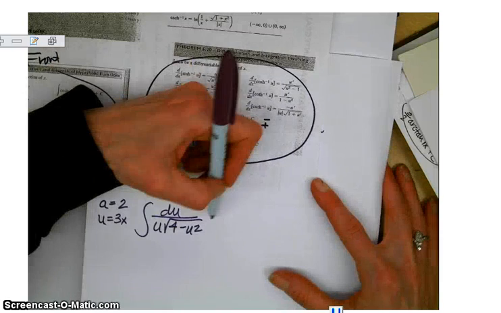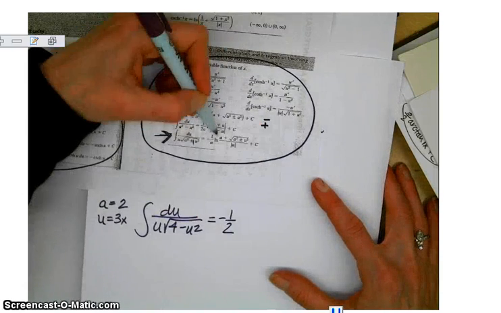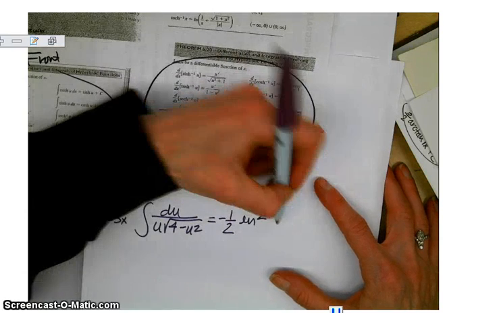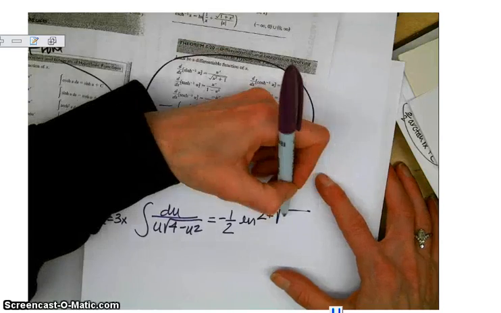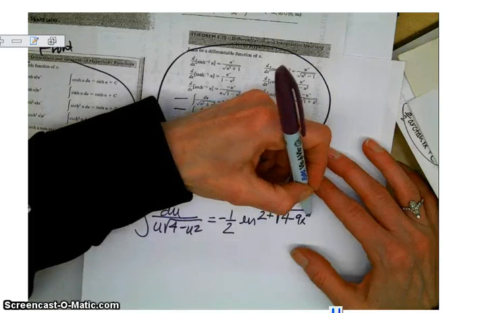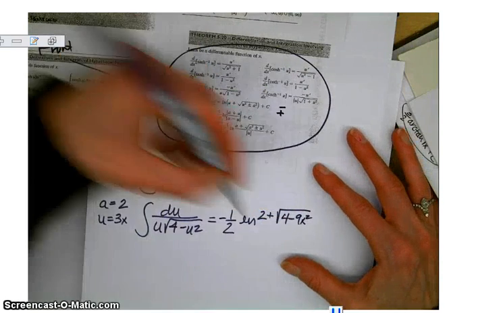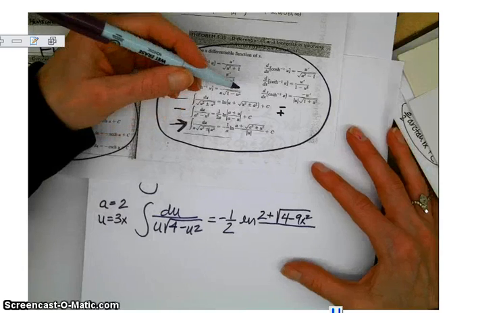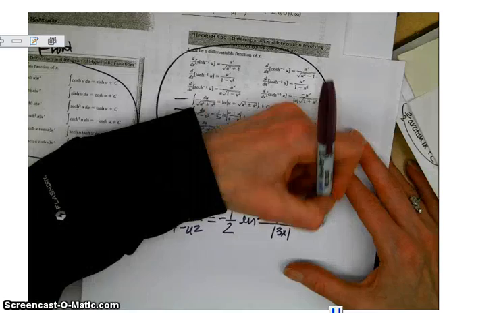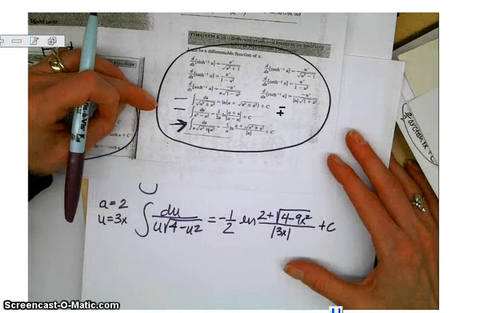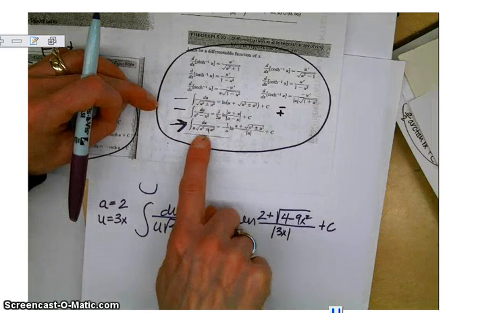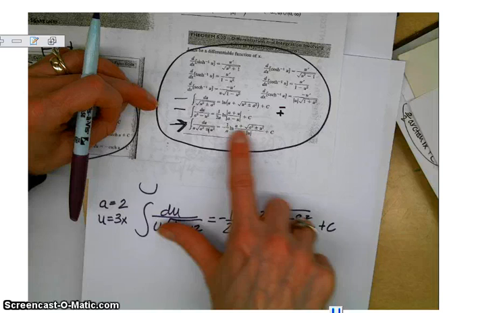So wherever I see an a in this formula, I'm going to put a 2. So I have negative 1/2 natural log of 2 plus the square root of 4 minus 9x squared, because 3x squared is 9x squared. That whole thing over the absolute value of 3x, plus c. And all I had to do, once I got my integral in this format, was identify the a and the u and plug them in place of that answer.